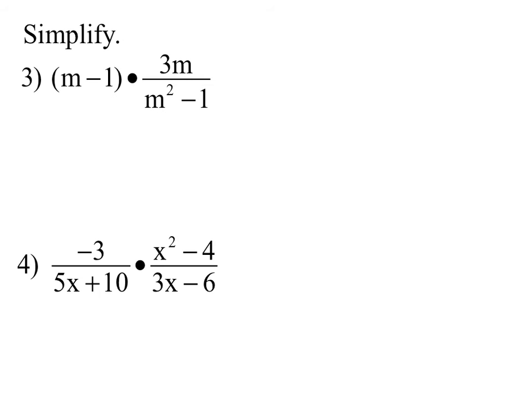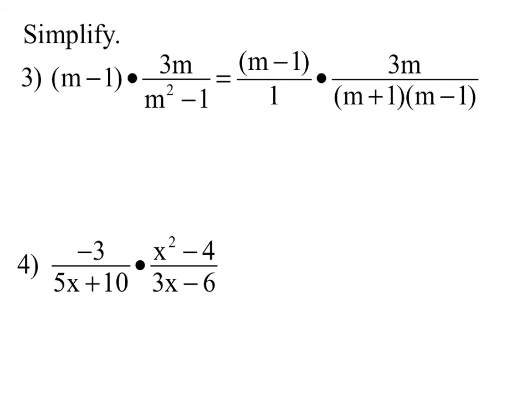Now let's check it. Notice I put that m minus 1 over 1. My m squared minus 1 factors out to m minus 1, and now I can cross-cancel my m minus 1s, and what's left is 3m over m plus 1. Pause the recording and try number 4. Don't forget to factor.